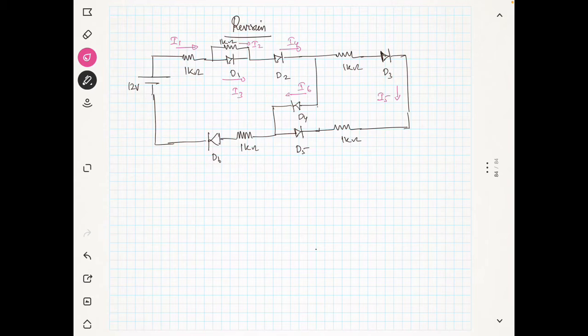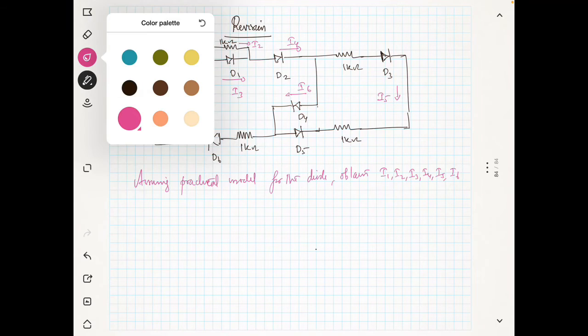So the question is, assuming the practical model for the diode, obtain I1, I2, I3, I4, I5 and I6. So this is the question, how to obtain all the currents.